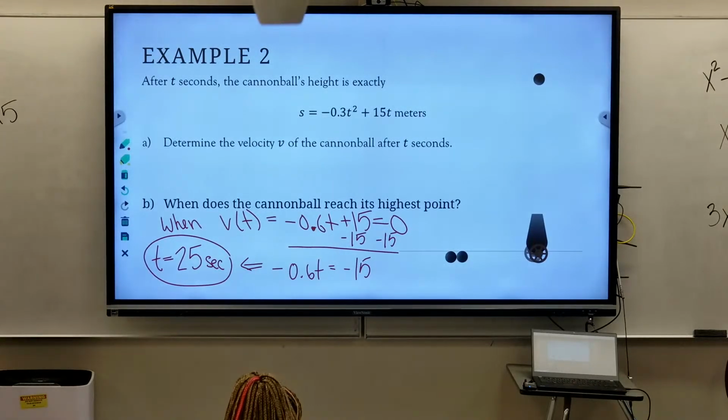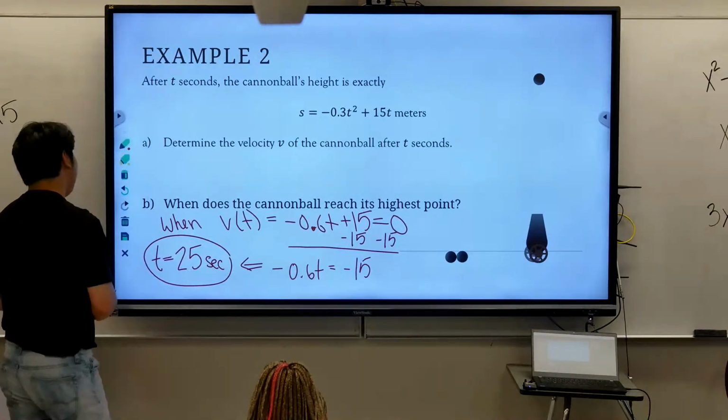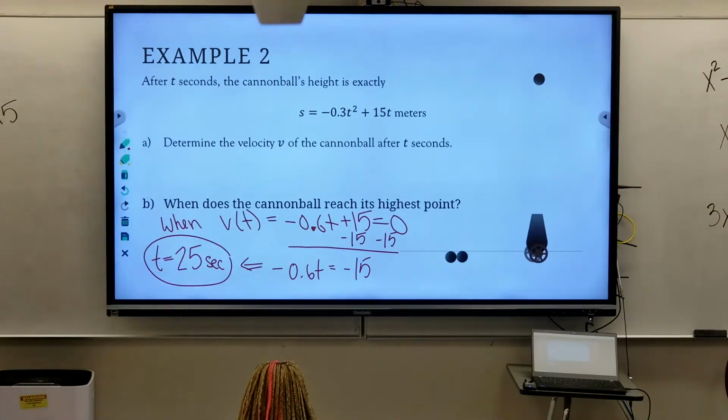All right, so we have part B. Notice here that this was not just something saying, figure out when v of t is 0. This is something that we had to decide from our scenario. Any questions about part B before I move on to part C and D?